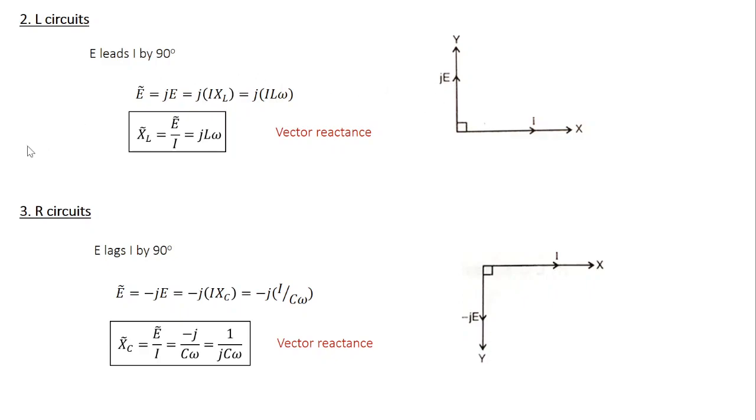Coming to the C circuit, sorry for the typo here, this is the capacitor circuit. Here we know that the voltage lags current by 90 degrees.